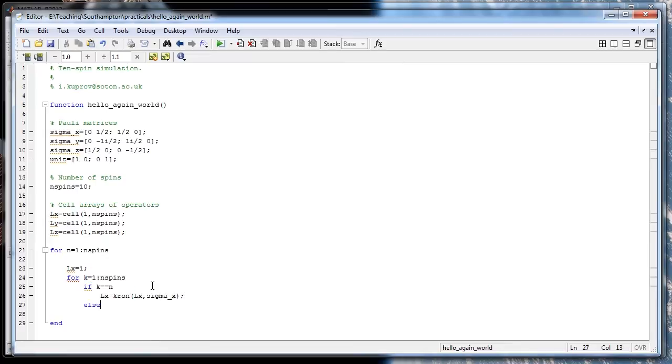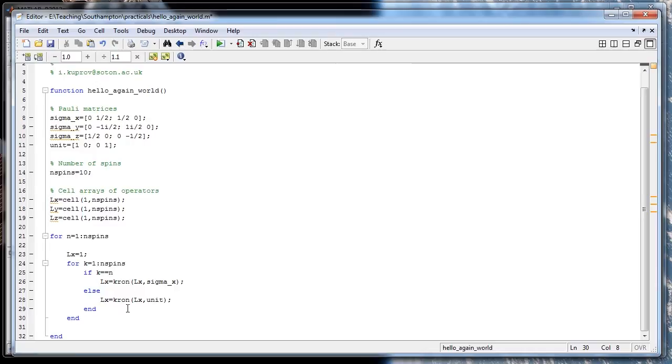Alternatively, if we're dealing with some other spins that the current operator doesn't specifically refer to, we'll have to cron it with the unit matrix. Lx is cron Lx unit. So what will now happen is MATLAB will build us an operator which has unit matrix everywhere for each spin except sigma x for just one spin. And finally what we'll do is we will add it to our cell array.